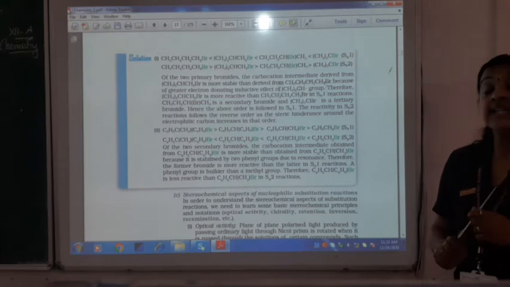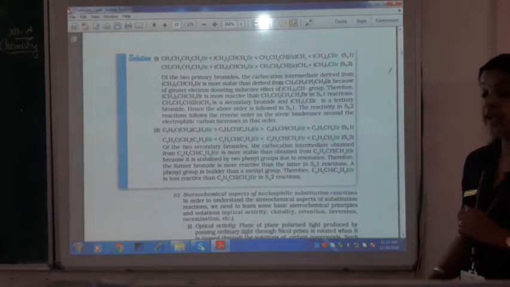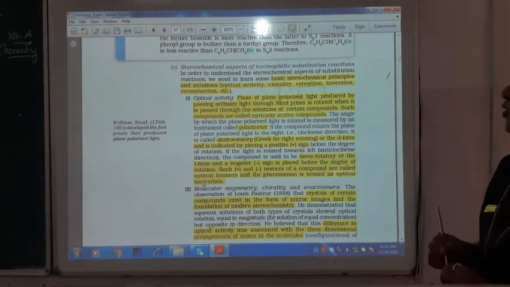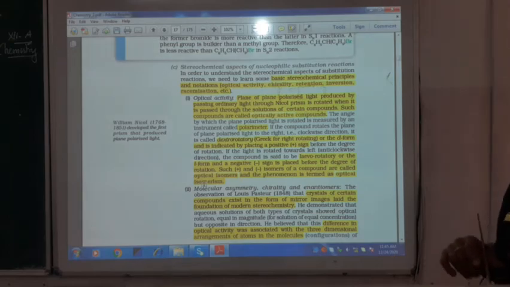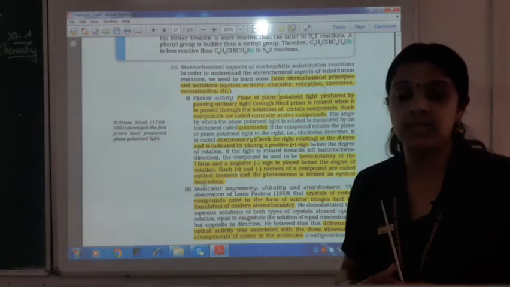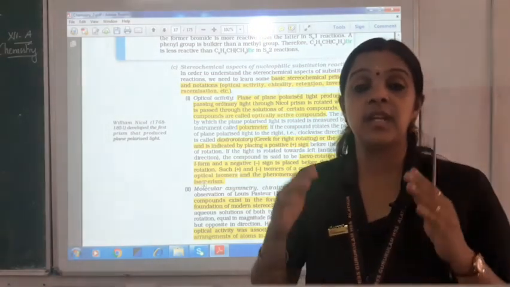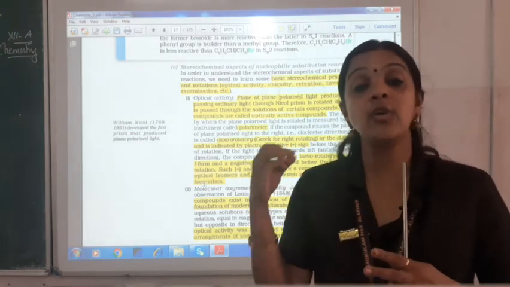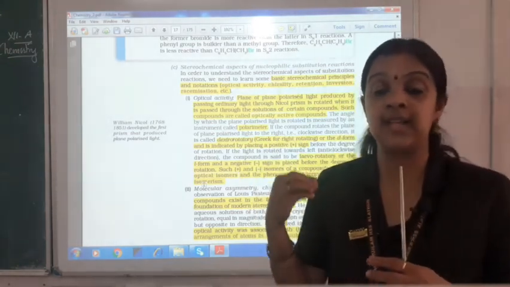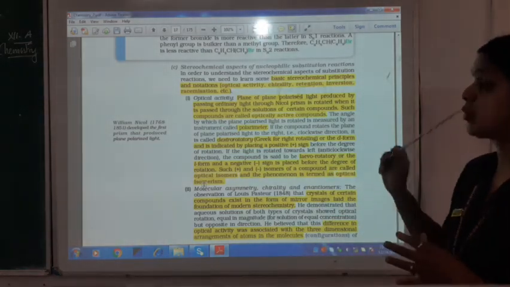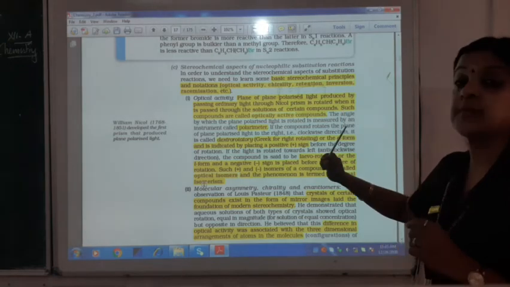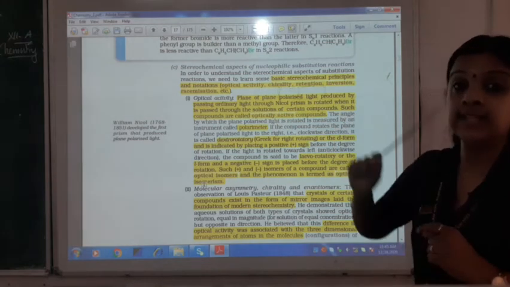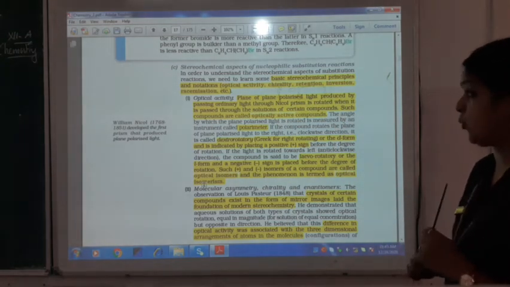Now we will get into the stereochemical aspects of nucleophilic substitution reactions of haloalkanes and haloarenes. What do you mean by stereochemical aspects? Stereo is nothing but space. How do alkyl halides contribute to the spatial arrangement, or how does that impact the structure of the alkyl halide, is what we will be seeing now. To understand that, we need to learn certain principles like optical activity, chirality, retention, inversion and racemization. Let us learn one by one.